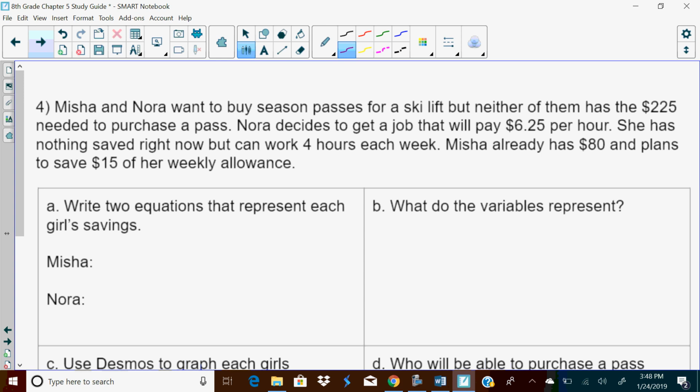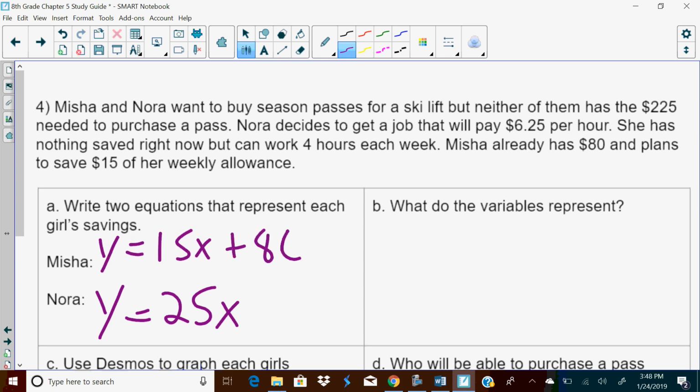So Nora, we have to multiply by 4 to figure it out. So she's actually making $25 every week. So y equals 25x. And then Misha has $80 and it's 15 each week. So she's going to be 15x plus 80. So it says, what do the variables represent? So in this problem, x represents the number of weeks and y is going to be our money.